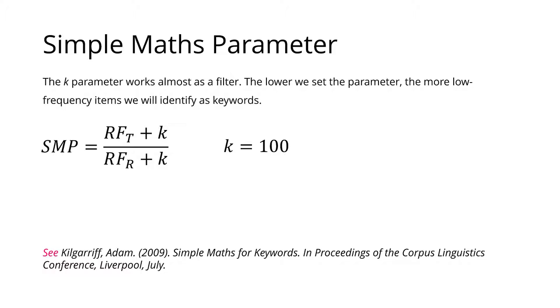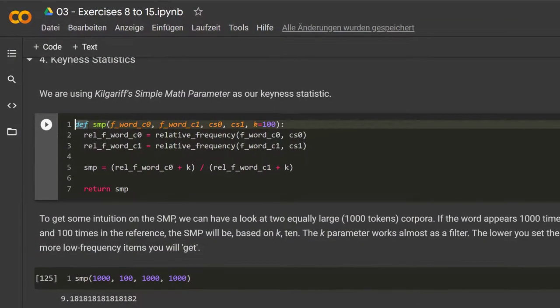We are going to take the relative frequency for our target corpus plus a factor called k. And that's essentially a filter, so if we want lower frequency items, we can change this. Then we divide this by the relative frequency for the reference and add the same k. This gives us a number that indicates, for example, if the number is 2, then this word appears twice as often in the target as it appears in the reference. Okay, first step, we need to build a function that actually does this SMP calculation.